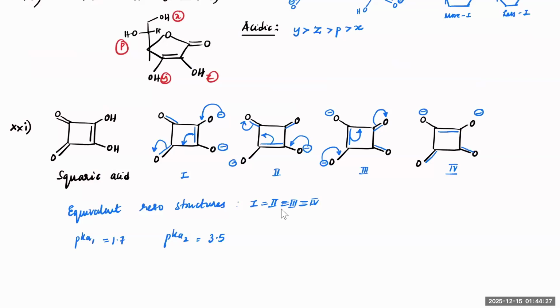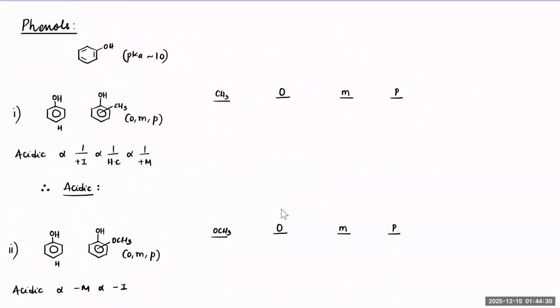Now, let us compare functional groups individually on benzene. On benzene, if we have an OH group, we call it phenol, and phenol has a pK value around 10. Now, if there are other groups on phenol, like methyl at ortho, meta, and para position, and you compare that with phenol, what will happen to the acidic character?